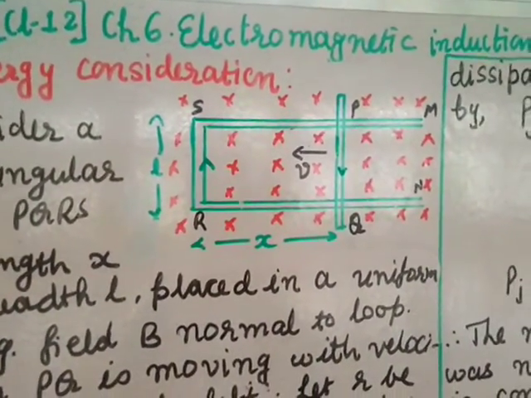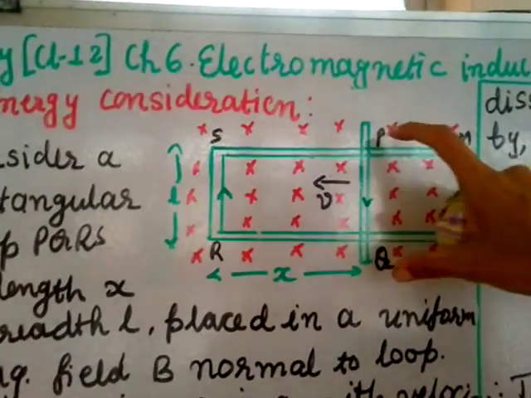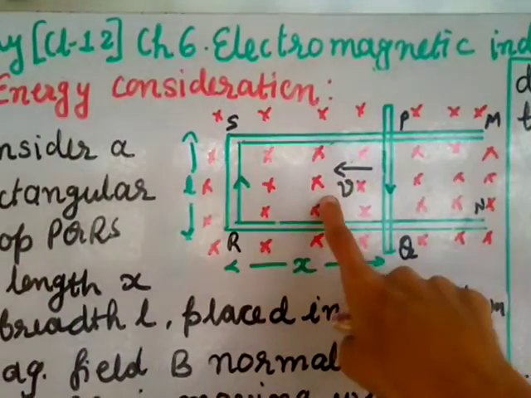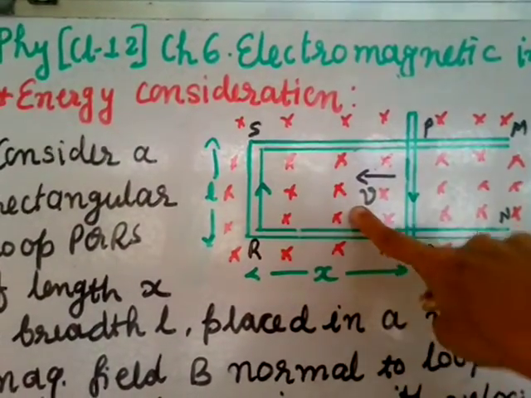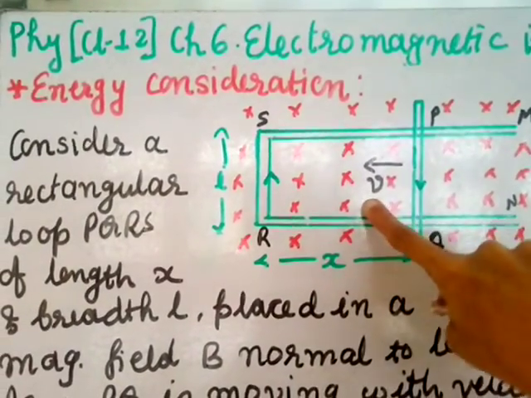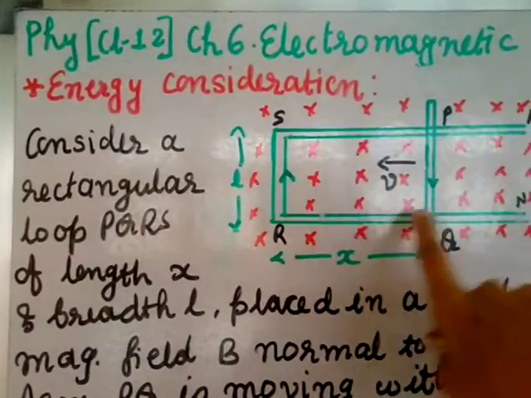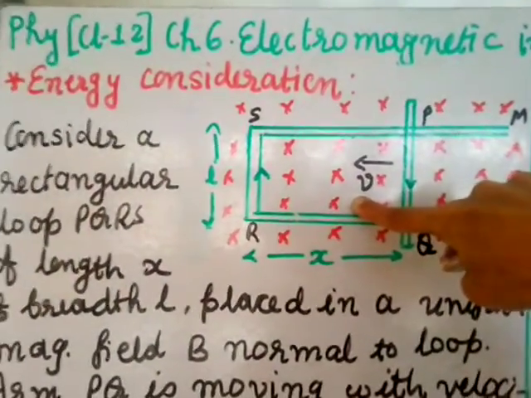Now here, as this PQ is moving towards this side, there will be a change in the area of this loop. If there is a change in the area, then there will be a change in the flux. Here flux is decreasing. Therefore by Faraday's law there will be current induced in this loop. Now let us see what is the direction of this EMF.